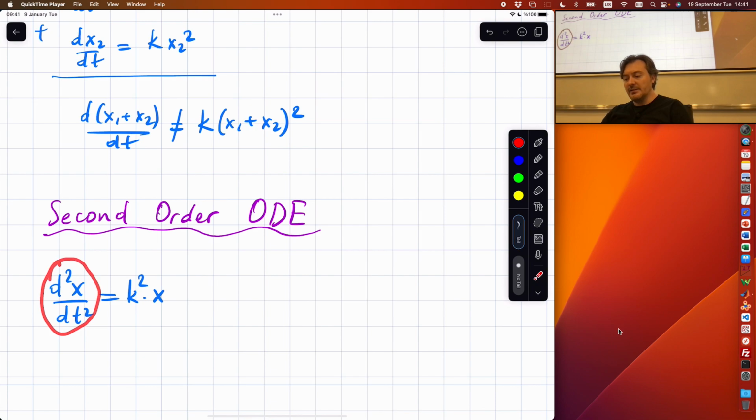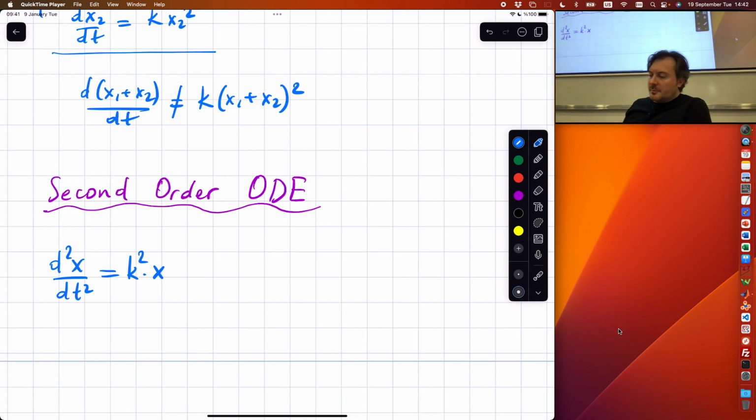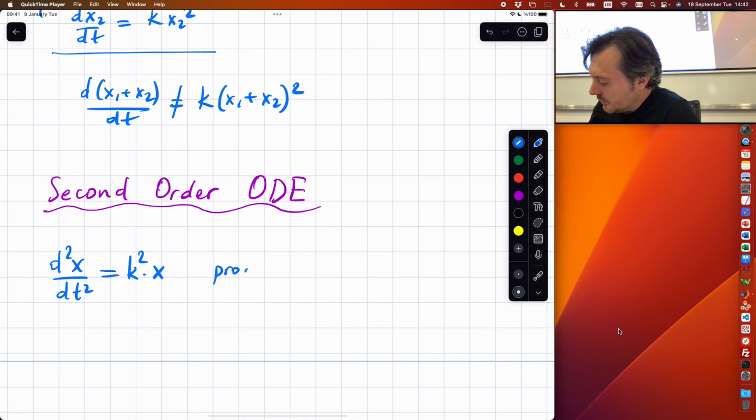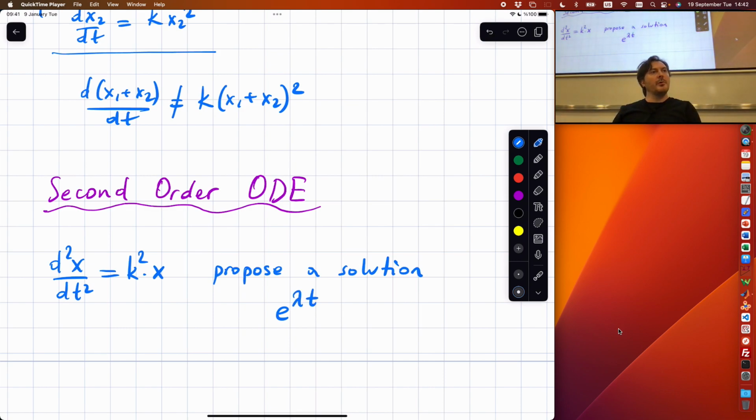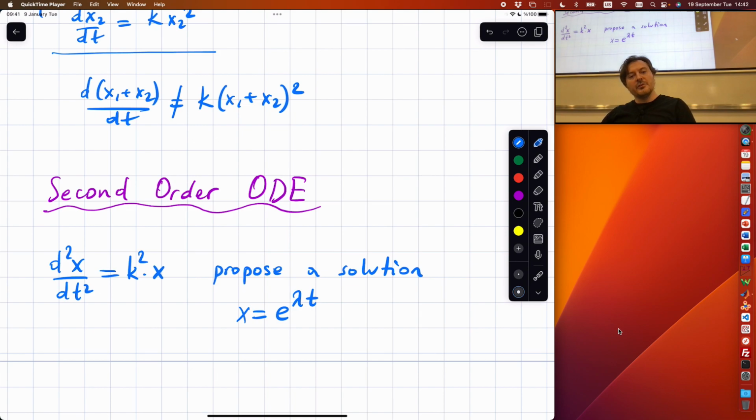How about the left hand side? This is also linear. Okay, you can take the second derivative, third derivative, fourth derivative, doesn't matter. The system stays linear. Okay, but you cannot have x squared, x cubed on the other side. Okay, the system is still linear. So let's propose a solution. You can do this for ordinary differential equations in the form of e to the lambda t. So I'm just proposing that x could be this.